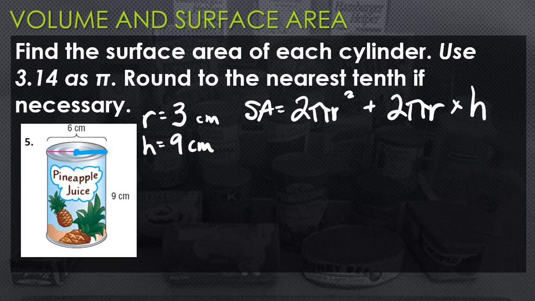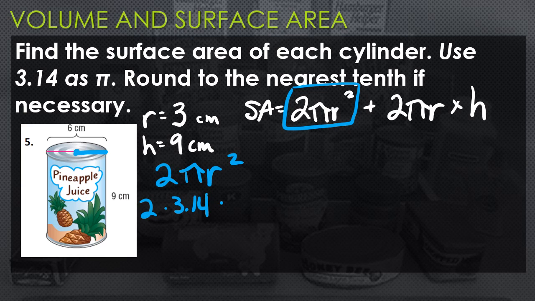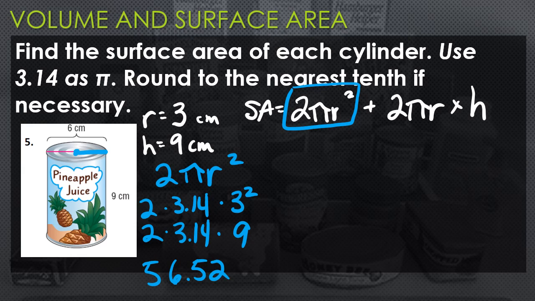Let's do our first piece. We're going to take care of the 2 pi r squared first. That's 2 times 3.14 times our radius squared, which is 3 squared. So we're doing 9 times 3.14 times 2. Let's do that in the calculator. It comes out to 56.52 centimeters squared. So there is our first part.